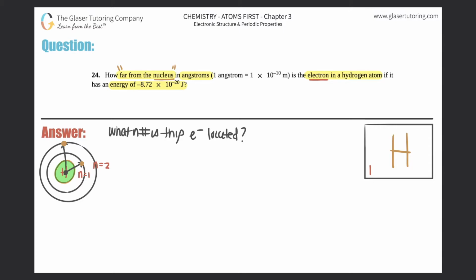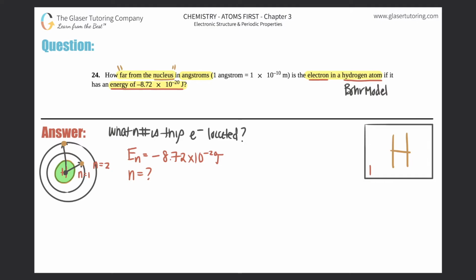Now let's see what they give us. They gave us an energy of negative 8.72 times 10 to the negative 20 joules. So that would be my En, negative 8.72 times 10 to the negative 20th joules. And they don't tell me the n. That's what I'm searching for. N equals question mark. And they tell me that it's a hydrogen atom. So remember, Bohr's model only follows hydrogen atoms.